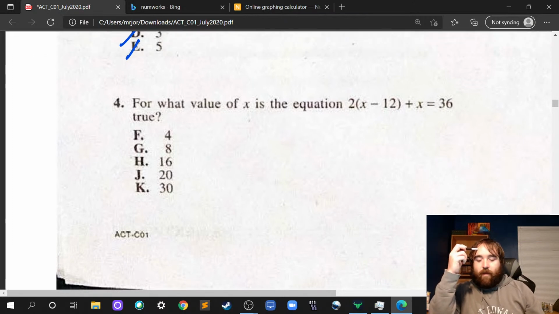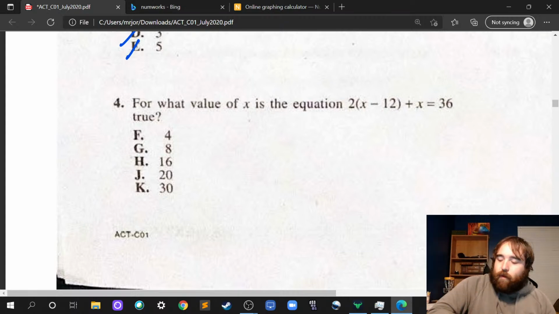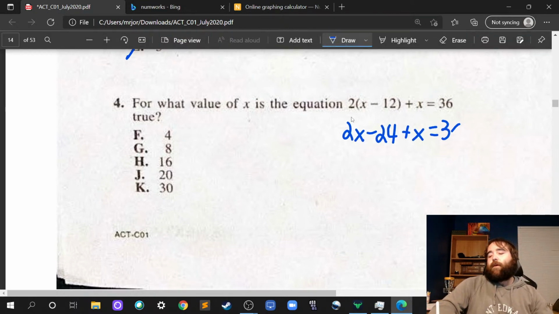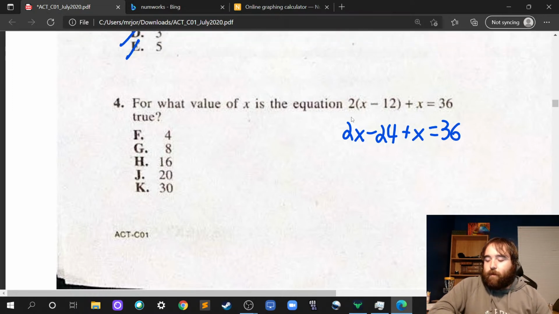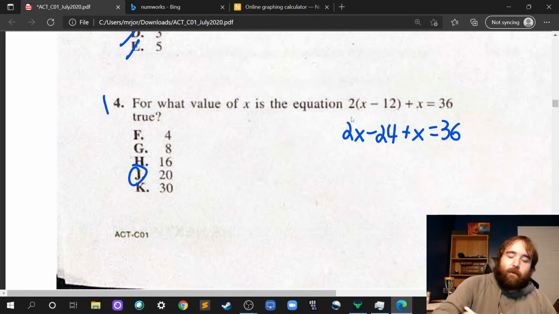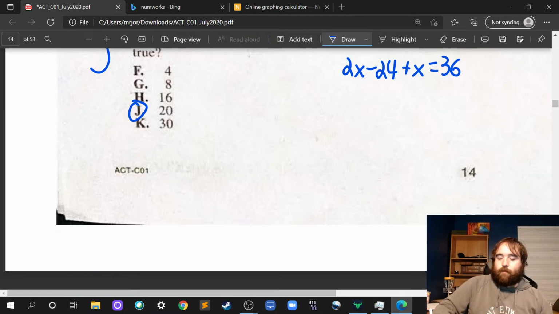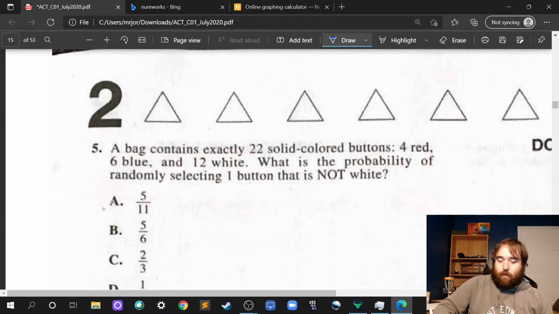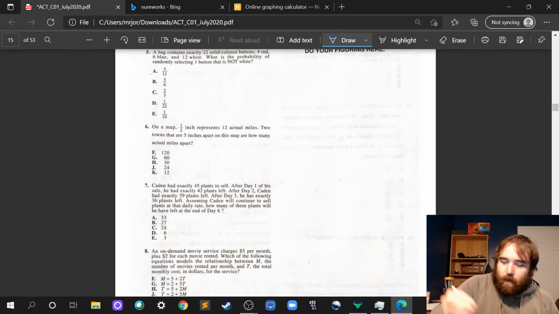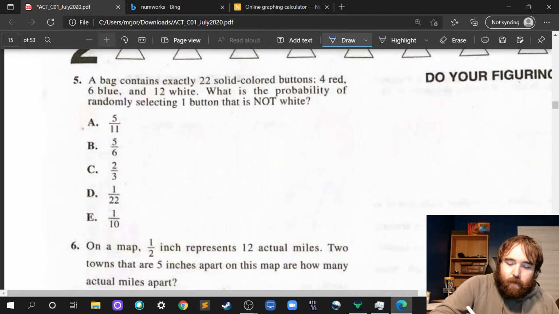Alright. For what value of x is the equation true? So, I mean, we can put this in the calculator. We're going to use NumWorks when we need to, but I just don't normally use a calculator anyway, if I don't have to. So, we add 24 to both sides. That's 60. 3x equals 60. Divide by 3. 20. Nice. Okay. Is it really just always blank on that side? Oh, because that's where you do the math. Okay. Alright.